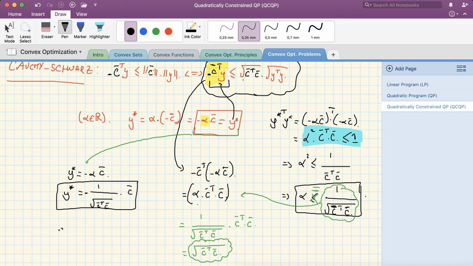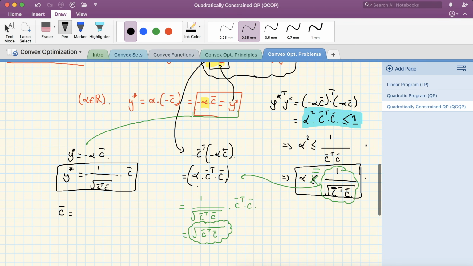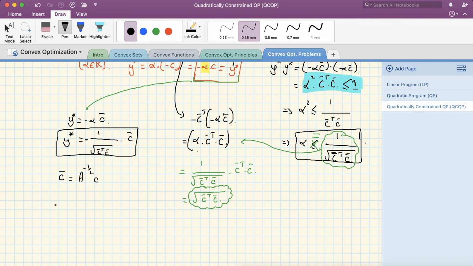This is y star, with no free parameters; you expressed it as a function of parameters given in the problem. Don't forget c bar transpose is equal to c transpose A minus half, so c bar is equal to, using the circular property of the transpose, A minus half c. So this is your c bar, and let's replace it right here. So y star now becomes minus 1 over the square root of c bar transpose, which is c transpose A minus half, times c bar.